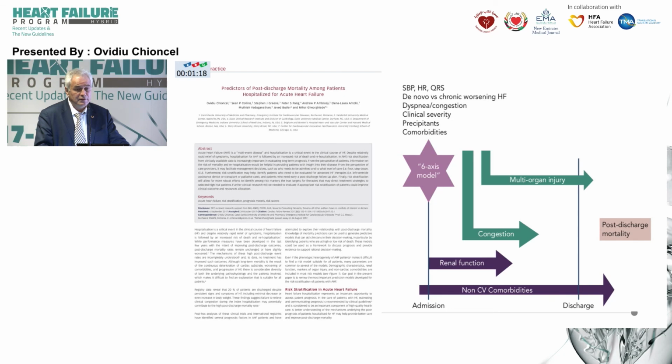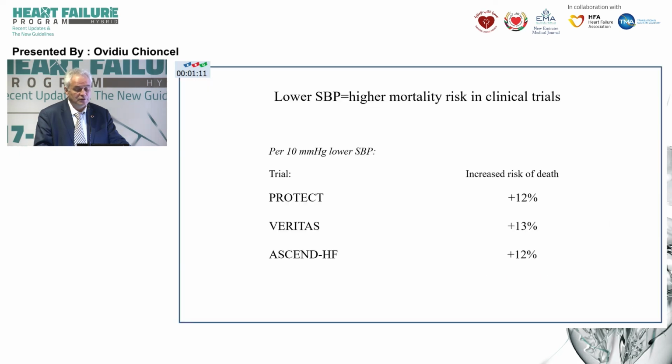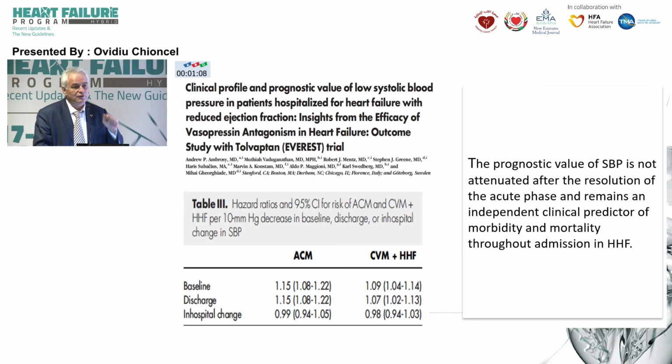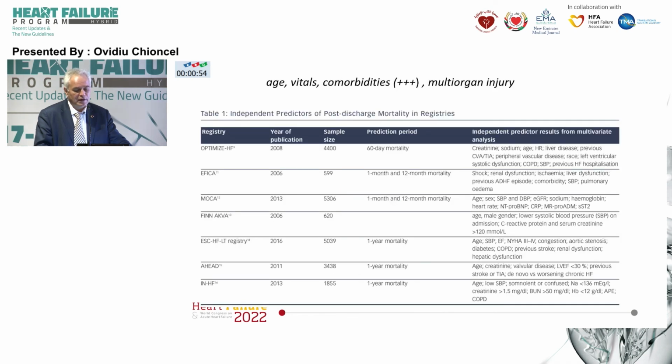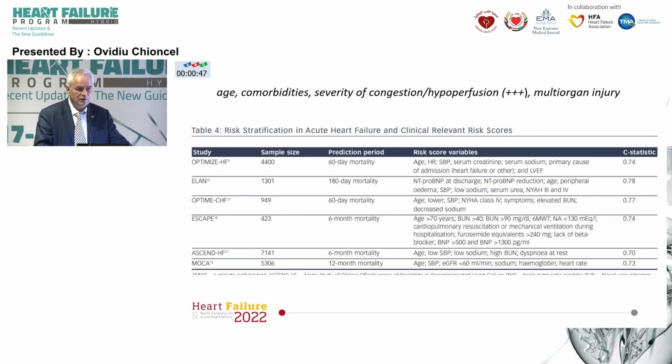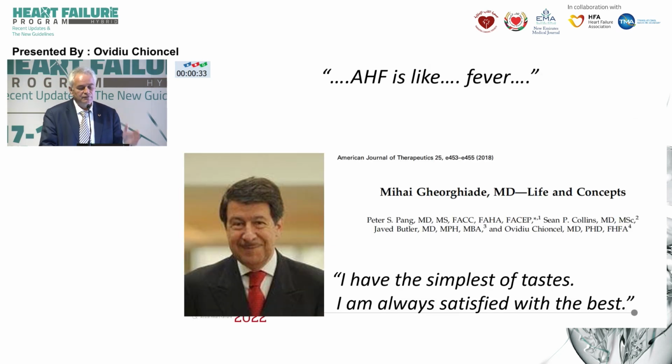For post-discharge mortality, we have several scores, with several variables collected at admission, and systolic blood pressure at admission, but not only at admission. Also, variation during hospitalization and at discharge is related to mortality. We should understand exactly the value of renal function, which is valid in the context of congestion, otherwise it's not so important. And also think about residual congestion at discharge in all registries and clinical trials. And this is my final scheme, how to use definition, classification, and risk stratification in patients with acute heart failure, because acute heart failure is a syndrome. It's like fever, and as Professor Gheorghiade said, this is a time for a new definition.